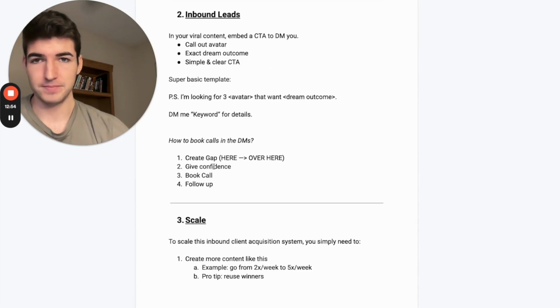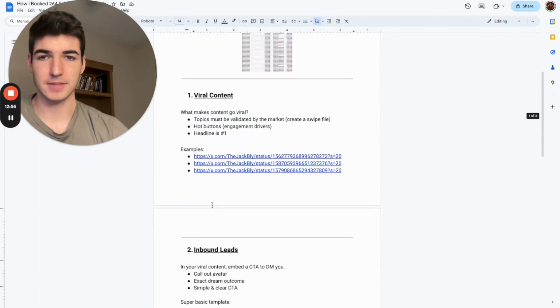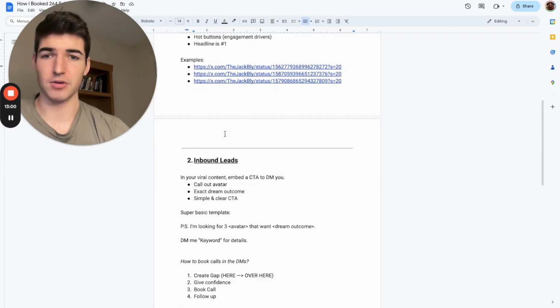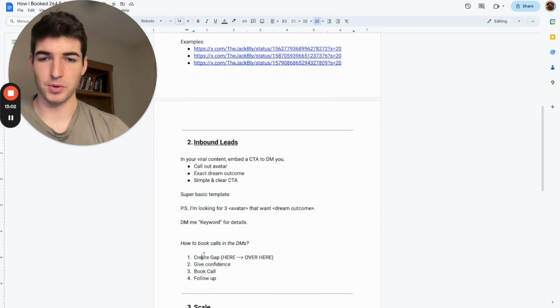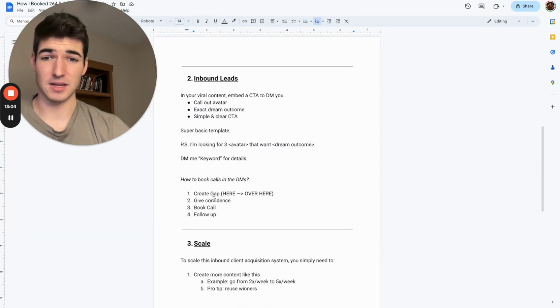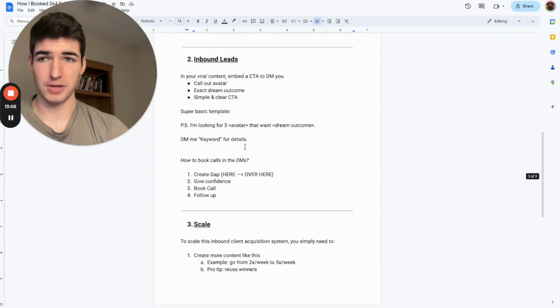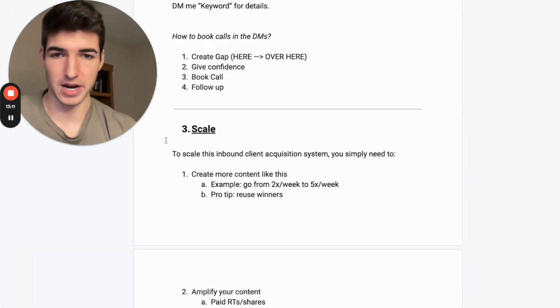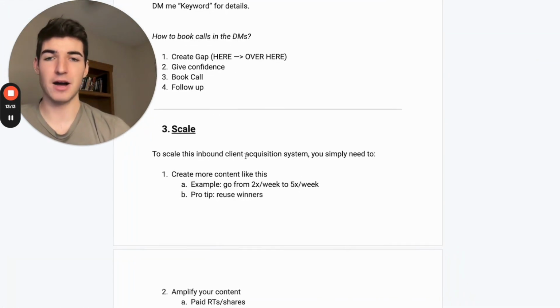The number 3. All right, we're going to scale the system. So now we're creating content. It's going viral, or at least relatively viral. We're driving some inbound leads and we're booking calls. But we want to scale the system. All right, how do we book 264 calls in a month? You can't just do this organically. I mean, you can, but it's going to be quite hard or rare. So to scale this inbound client acquisition system, you simply need to do 2 things.